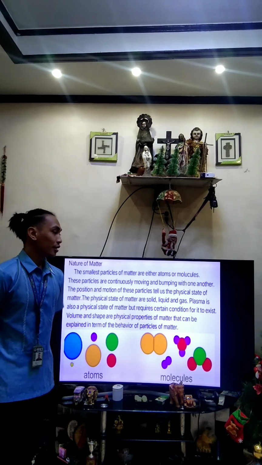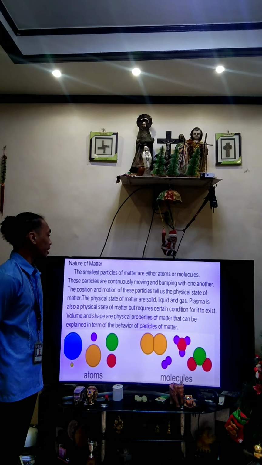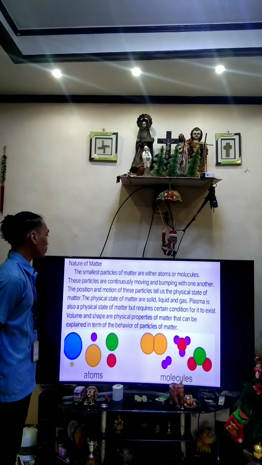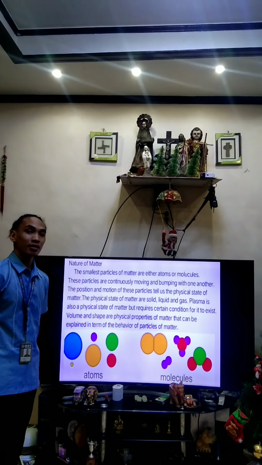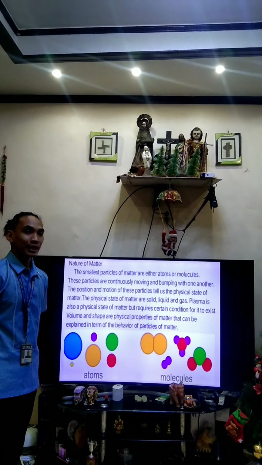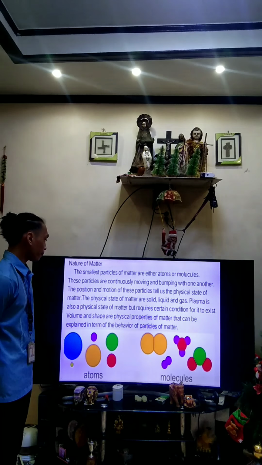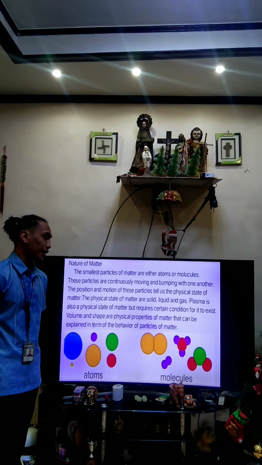Nature of matter. This is the introduction of matter. The smallest particle of matter are either atoms or molecules. These particles are continuously moving and bumping with one another. The position and motion of this particle tells us the physical state of matter. The physical states of matter are solid, liquid, gas. Plasma is also a physical state of matter but requires a condition for it to exist. Volume and shape are physical properties of matter that can be explained in terms of behavior of particles of matter.